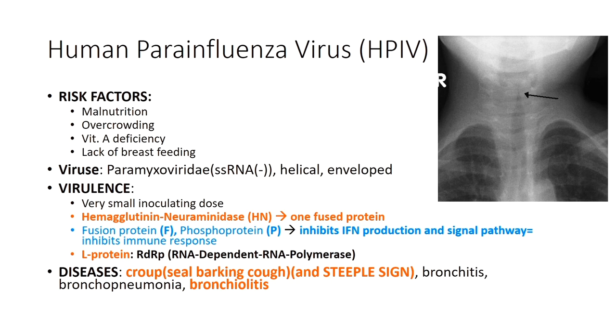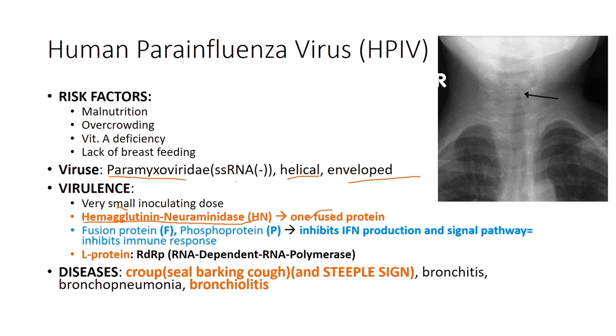So viruses, as far as what type of virus this is, and that should not have an E at the end, but that's fine. This is a paramyxovirus, which is a single-stranded RNA negative sense virus. It's helical, and it has an envelope. How it kind of works and its virulence factors. So we only need a few or very small inoculating dose to cause the infection. It has this hemagglutinin neuraminidase bound one fused protein.